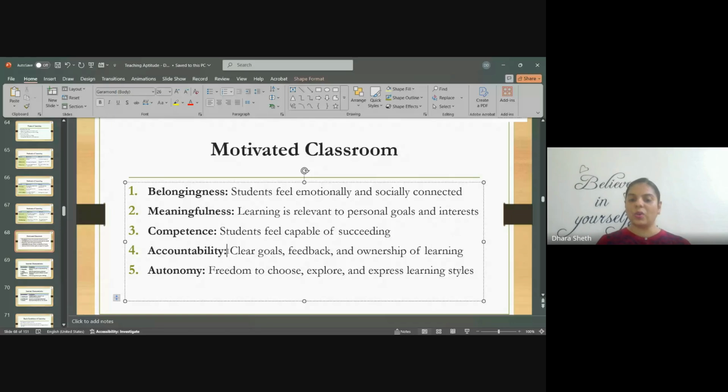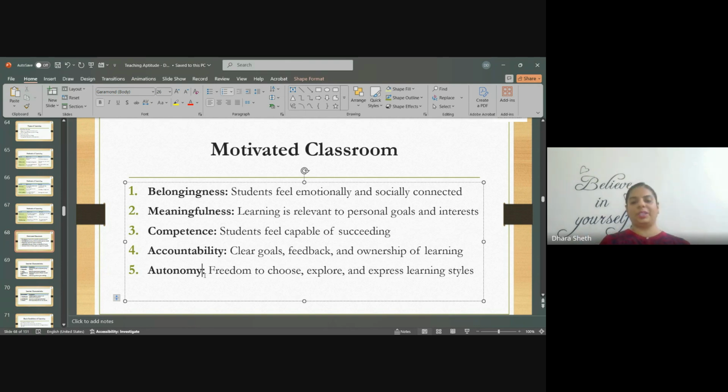Accountability, clear goals. You have 3 semester exams. This is your syllabus. There are many chapters you need to complete. There's feedback and ownership of learning. Your scores are your scores. Your textbook is your textbook. Your curriculum is your curriculum. And this is mine. When you have that accountability, that also contributes to motivation to learn.